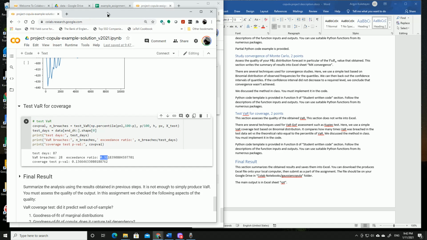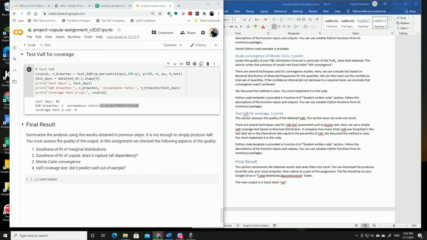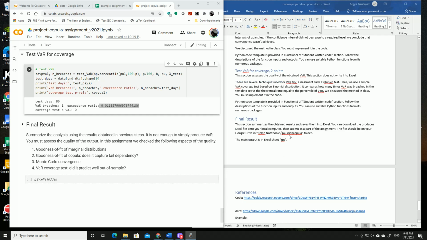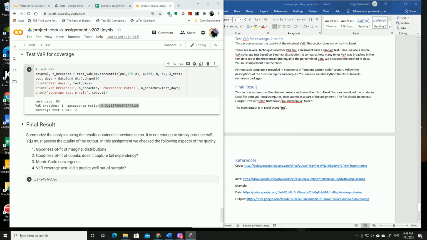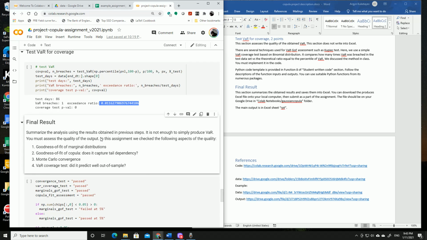So we are going to use the binomial distribution approach to calculate this coverage test, the success or failure, and you will have to implement it again in function number 8. So that was your test VaR coverage, for which you get 2 points. So if you add up all the points in this assignment, you'll get 20 points. Now the final result is here, right? So we have this final result section of the code. You don't have to touch it really.